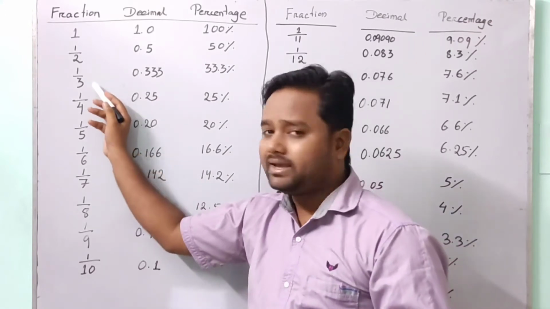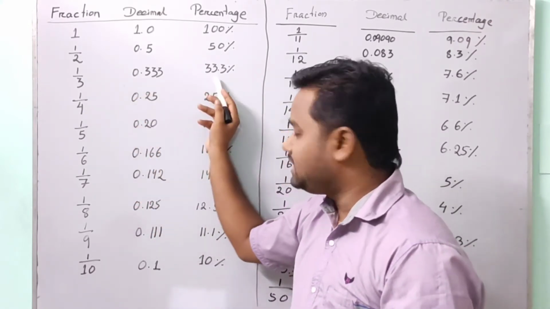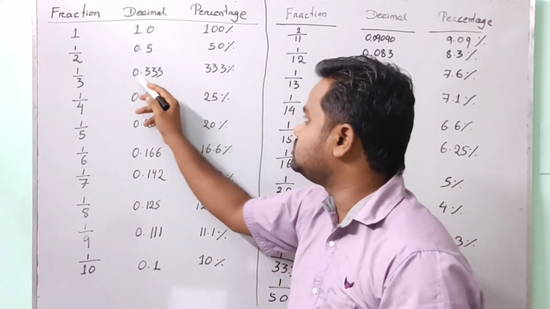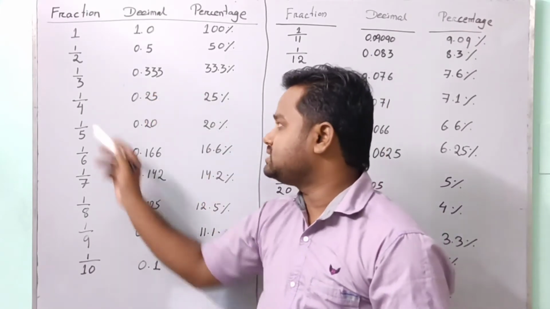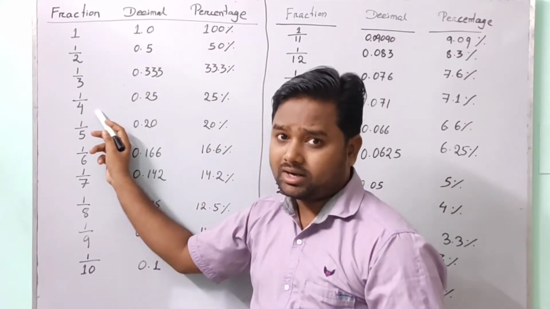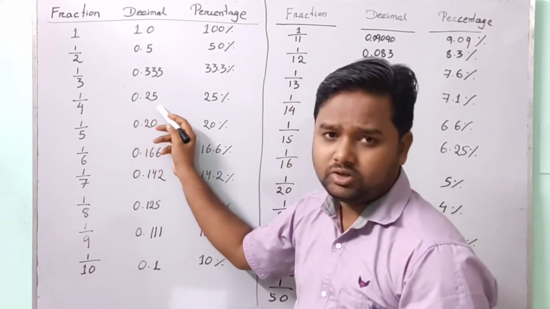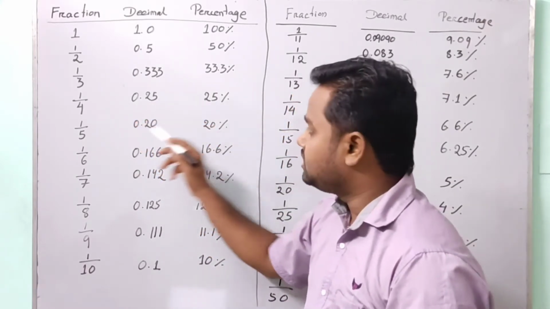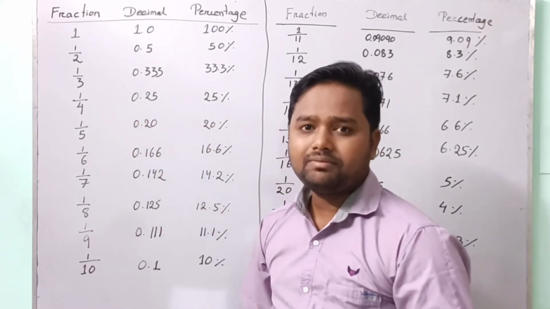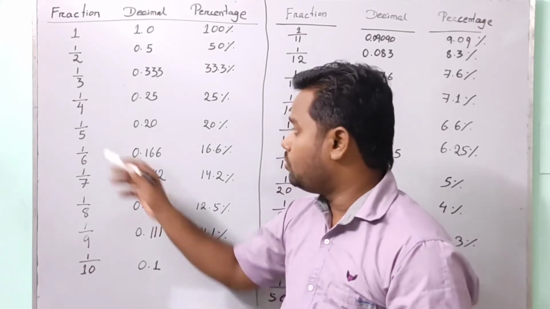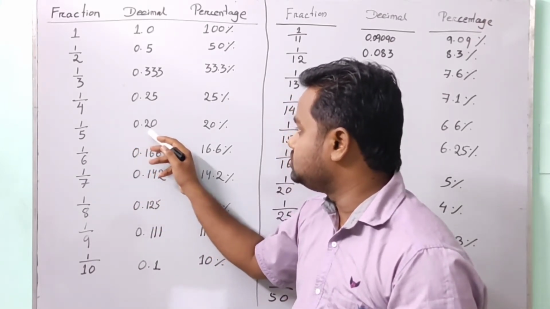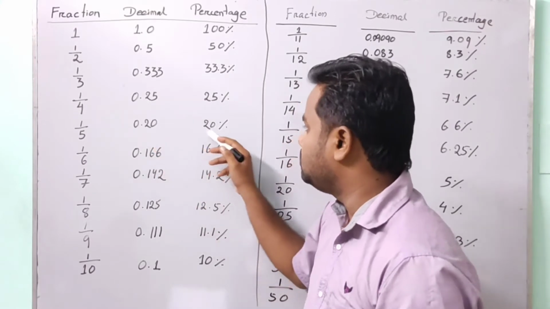Next is 1 by 3. 1 by 3 means 33.3%, which is equal to 0.333. Next it is 1 by 4. It is one quarter. One quarter means 0.25, which is equal to 25%. Then it is 1 by 5. 1 by 5 is equal to 0.20, which is equal to 20%.